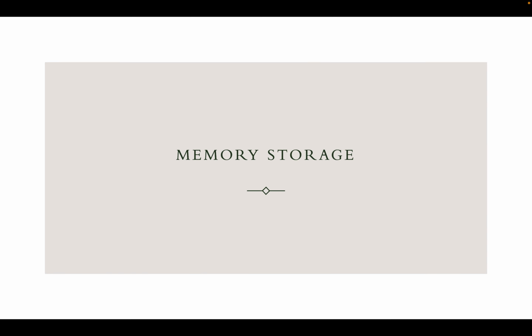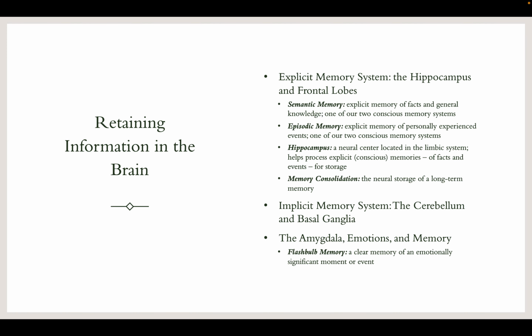The next thing we're going to talk about is memory storage. So, how do we retain information in the brain? It depends on the memory. Is it the explicit memory system or the implicit memory system? So first we're going to talk about the explicit memory system. This involves the hippocampus and the frontal lobes, and we know that conscious memories, explicit memories, are either semantic or episodic.